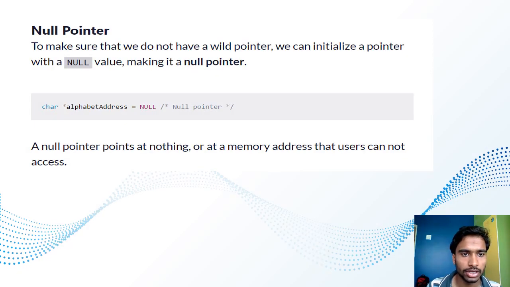Null pointer. To make sure that we do not have a wild pointer, we can initialize a pointer with a null value, making it a null pointer. char *alphabet_address = NULL; it is a null value, a null pointer. A null pointer points at nothing or at a memory address that users cannot access.